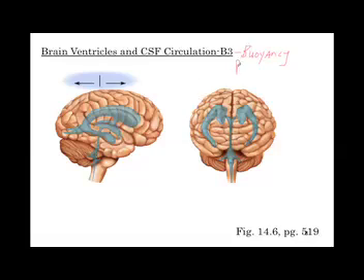Second thing cerebrospinal fluid is important for is protection. It's a shock absorber. Most bumps to the head, minor ones, the physical force of that bump or blow to the head is absorbed by the cerebrospinal fluid and distributed so it's not damaging the brain.